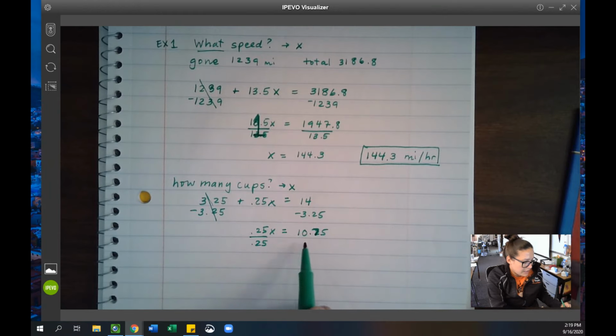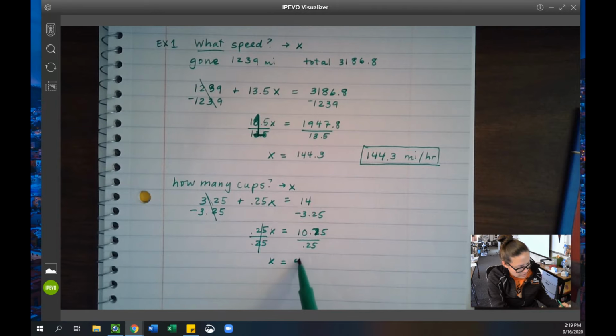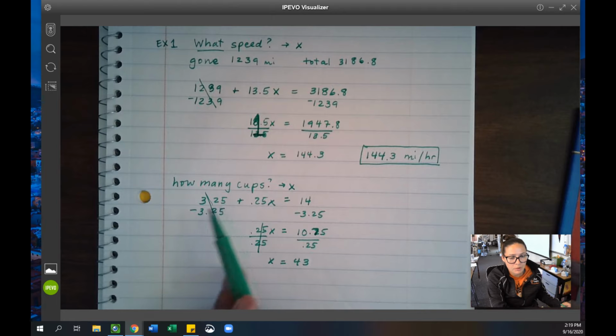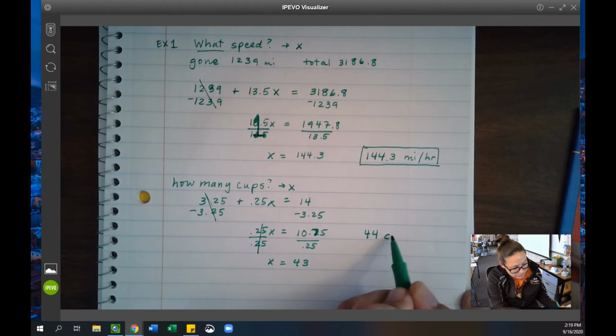Now I'm going to divide. That's 1. When I do this division, I get 43. Now, x represents how many additional cups I've stacked. But remember, we have 3.25 from the original first cup. So my actual answer is 44 cups.